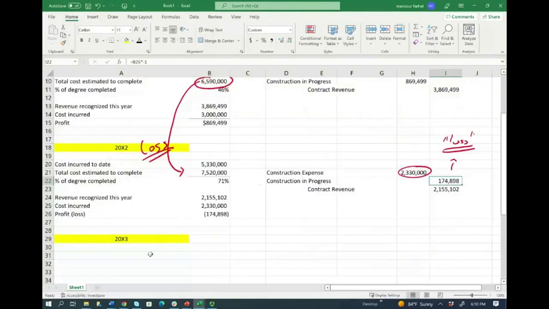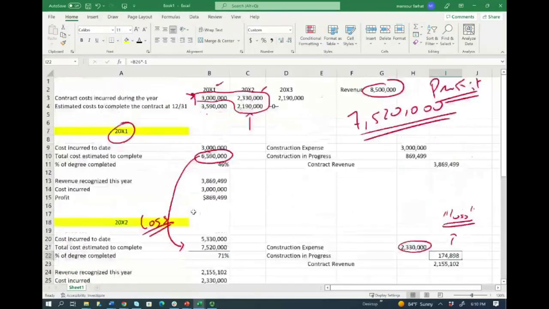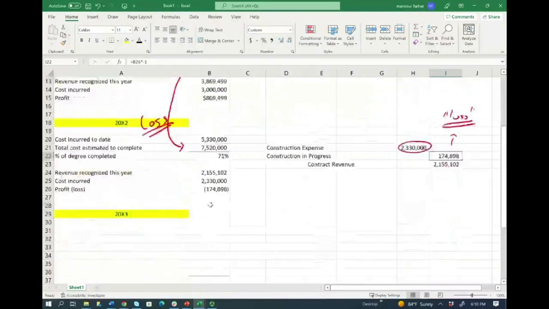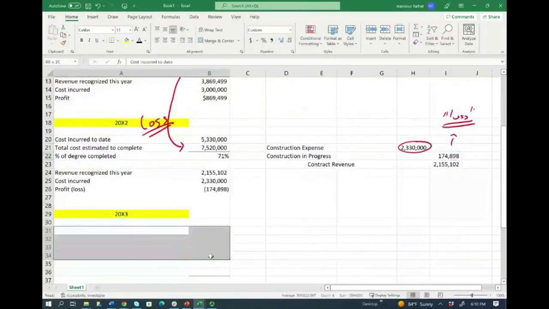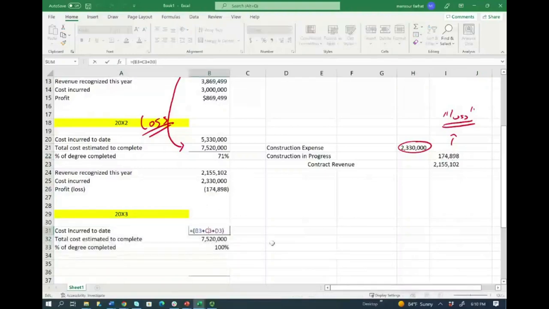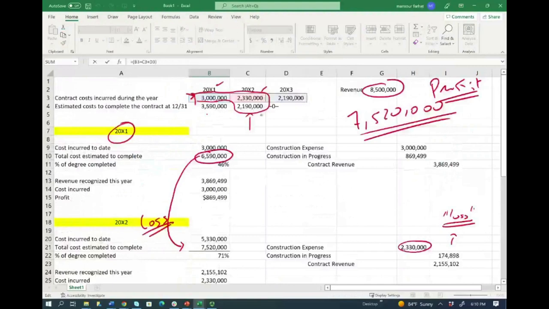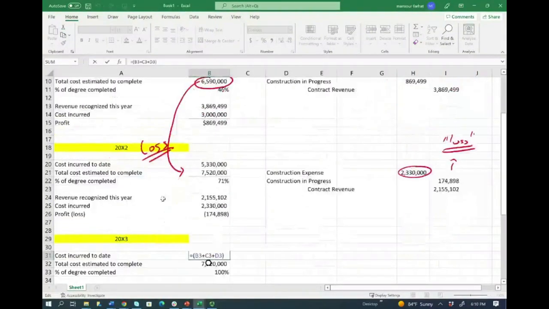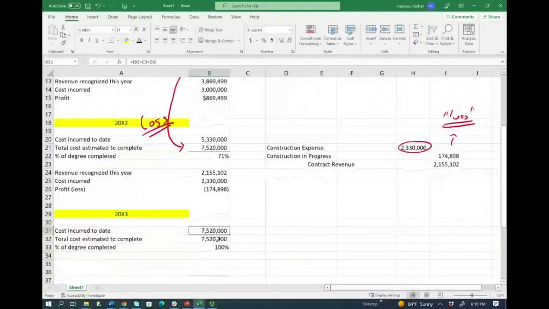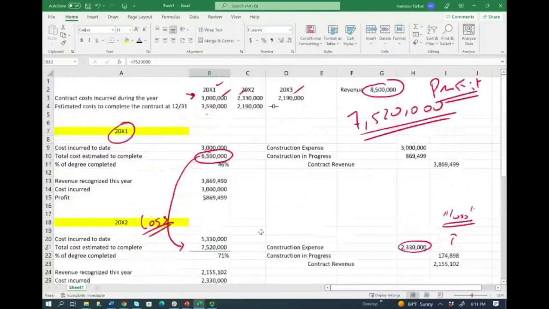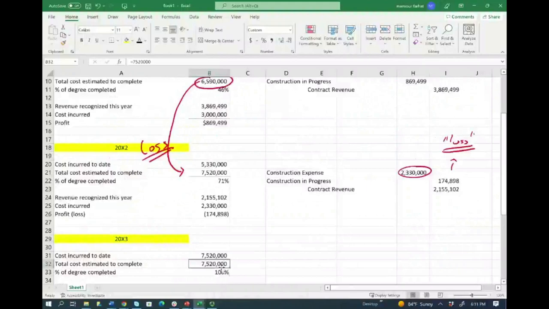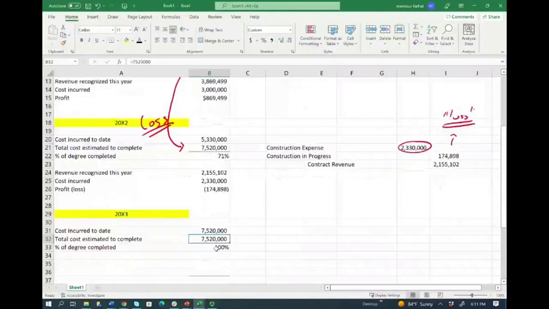For year three, I'm going to have to do the same thing. Year three, which is the last year, is always going to be 100%. Although it's 100%, I would still like to show you the computation. You will take cost incurred to date, which is year one, year two, and year three. You add them all up, divided by the total cost to complete the project. The total cost to complete the project is $7,520,000. Therefore, as of year three, you completed 100% of the project.